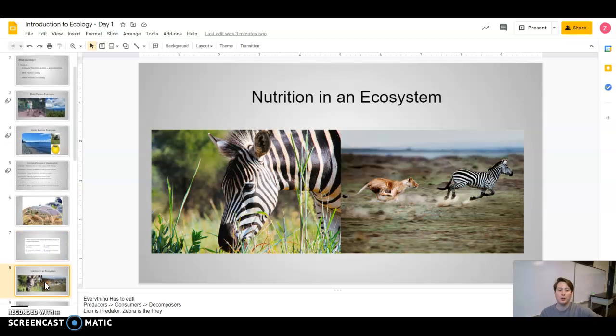Let's examine nutrition in an ecosystem. We know everything has to eat, so we will go into detail, but we start off with producers, consumers, and then decomposers. We have a zebra eating grass, and then that zebra may fall victim to a lion, the predator, and the zebra is the prey. The lion's going to eat the zebra.